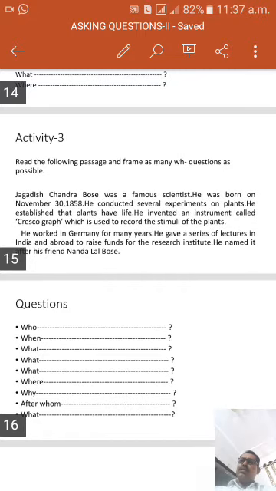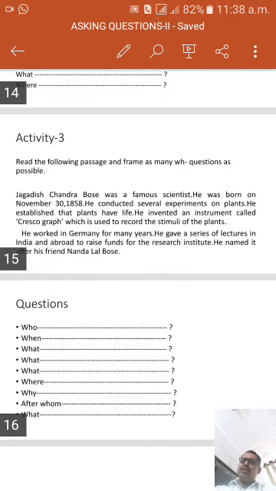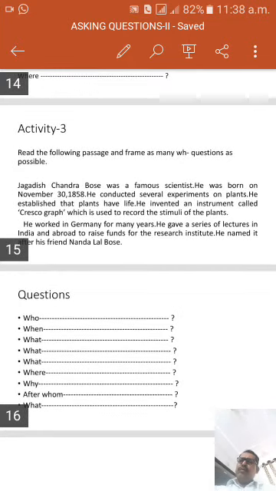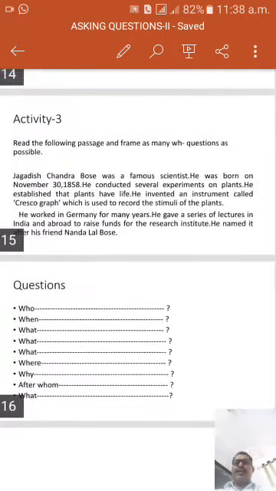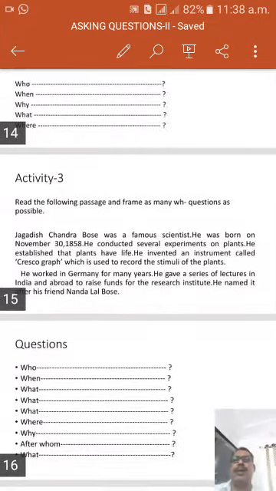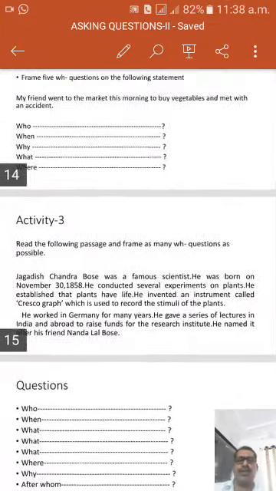Who was Jagadish Chandra Bose? When was Jagadish Chandra Bose born? What did he establish? What did he invent? What is the instrument used for? Where did he work? Why did he give lectures? After whom did he name his research institute? What did he do with the plants? So this is the lesson, asking WH questions.